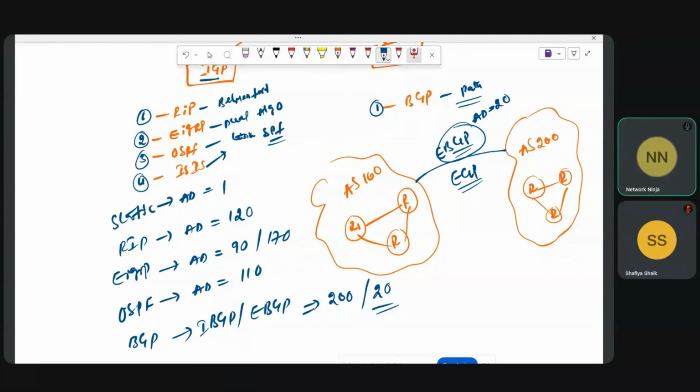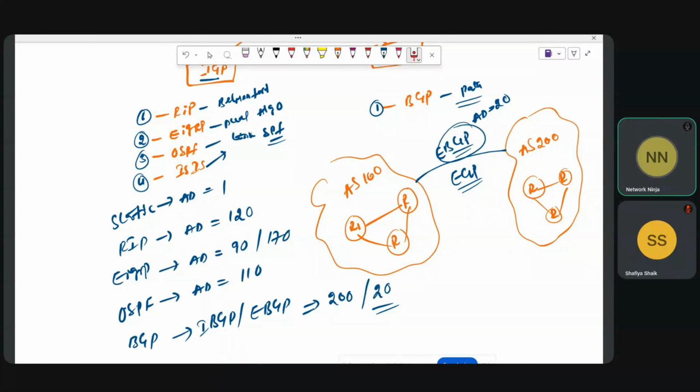If you use any of the IGP protocols, either RIP, EIGRP, or OSPF, you can see the AD values are 90, 170, 110, and 120. Compared to that, the EBGP AD value is 20. That's why I mentioned the point: within the AS, we are going to use the IGP protocol, and between the AS, we are going to use the EGP protocol, BGP.